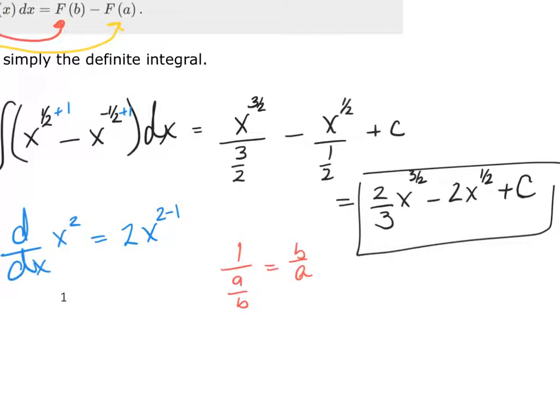And stop a moment. Okay, so I see a couple of questions. Where did the 3/2 come from and where did the 1/2 come from?